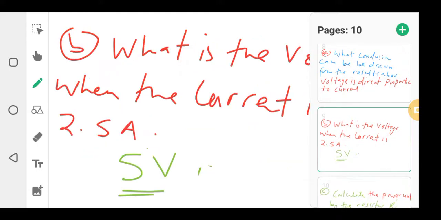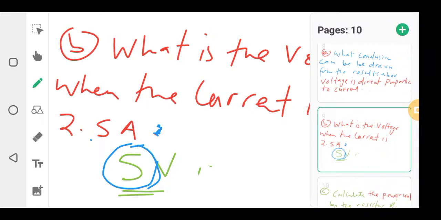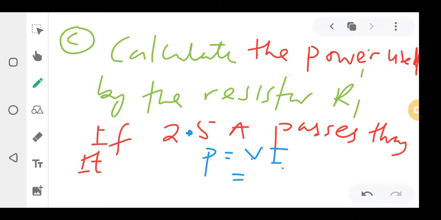Okay, at 2.5, the voltage I got was 5. So I have to multiply 5 times 2.5, because the voltage at 2.5 amps is 5. So the voltage is 5 times current 2.5.